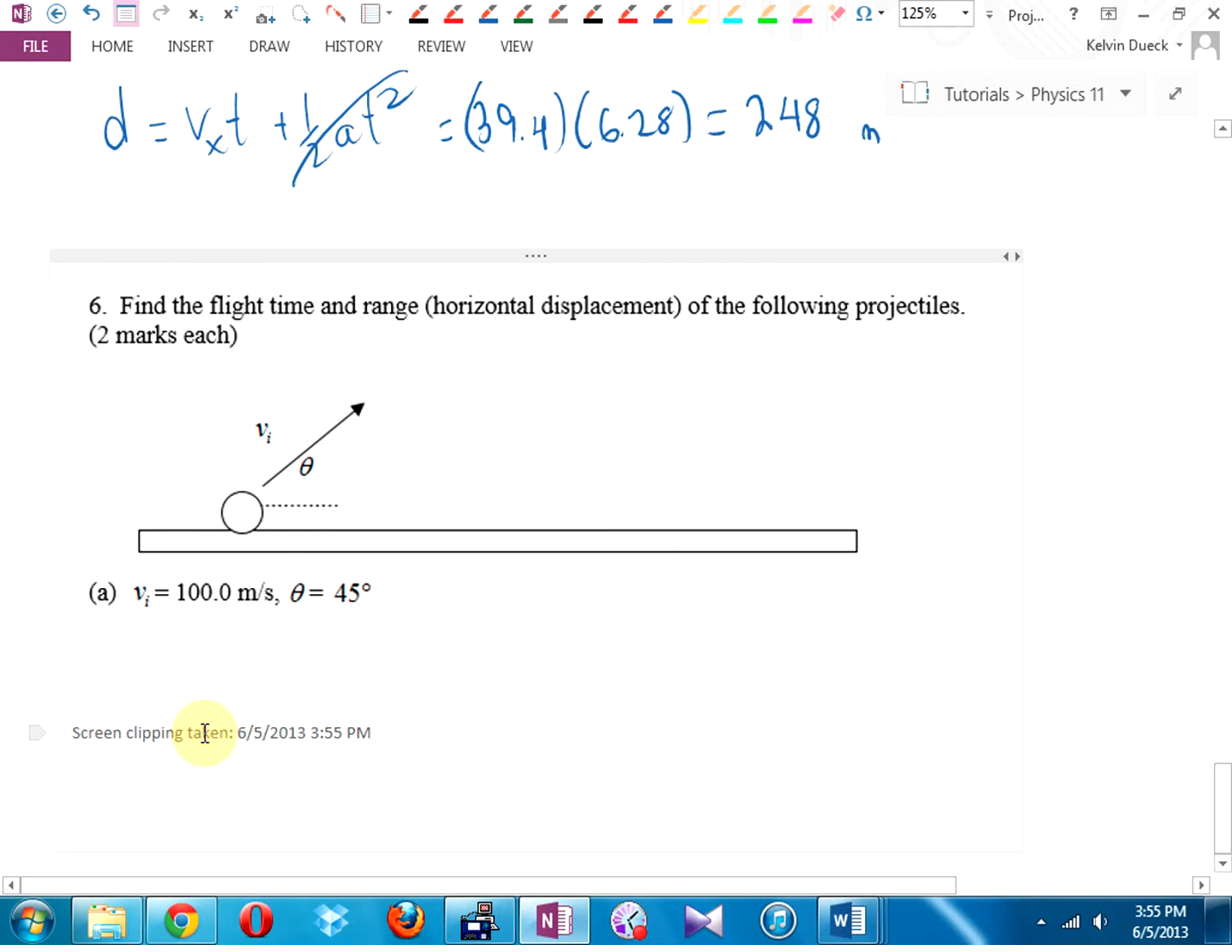Where the velocity, come on. Really? I'm trying to delete that screen clipping. Whoa! Okay, now we're good.